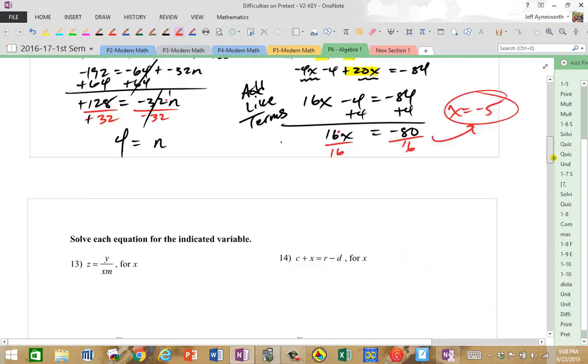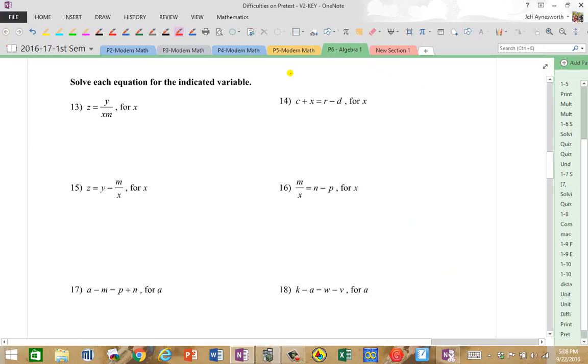There we go. On the back side, let's check out some literal equations.